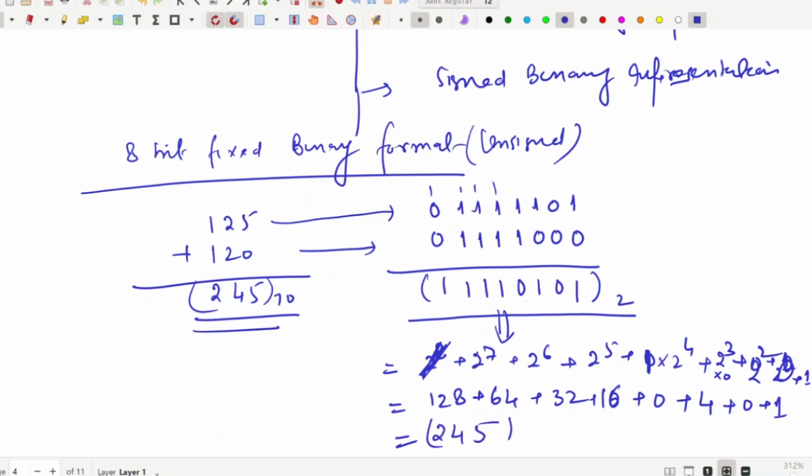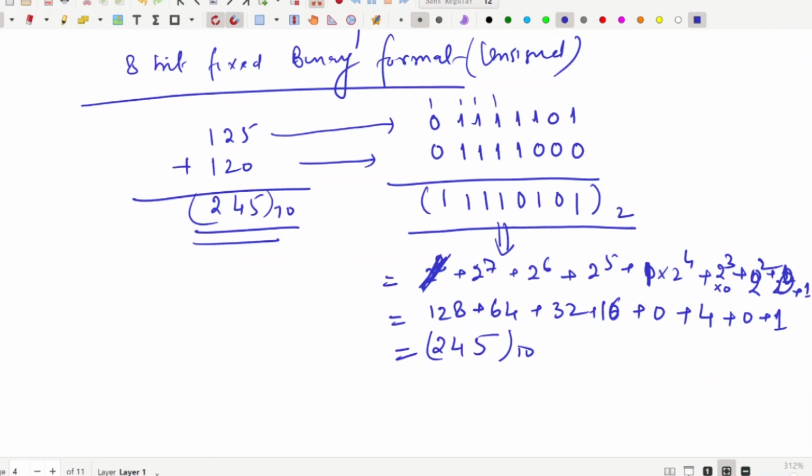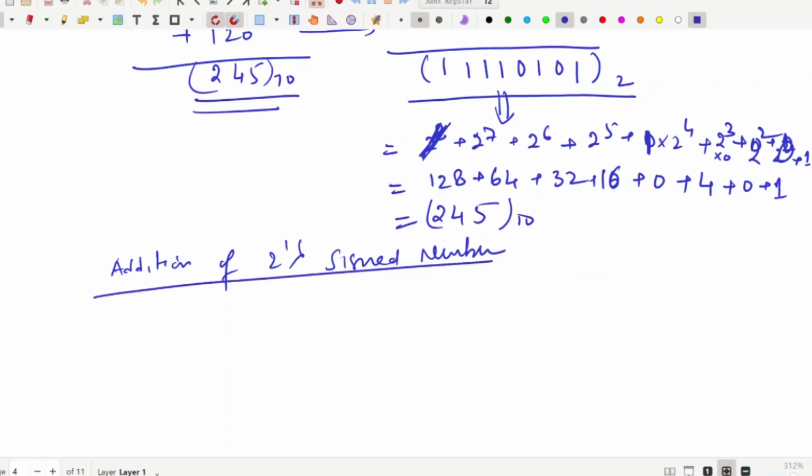But when we add the same two numbers in a signed bit format, here addition using 8 bits, for the first format, addition of two signed numbers, in case of the first, both numbers are positive. Suppose the first number is plus 125 and the second number is plus 120, means 125 plus 120, that is equal to 245.